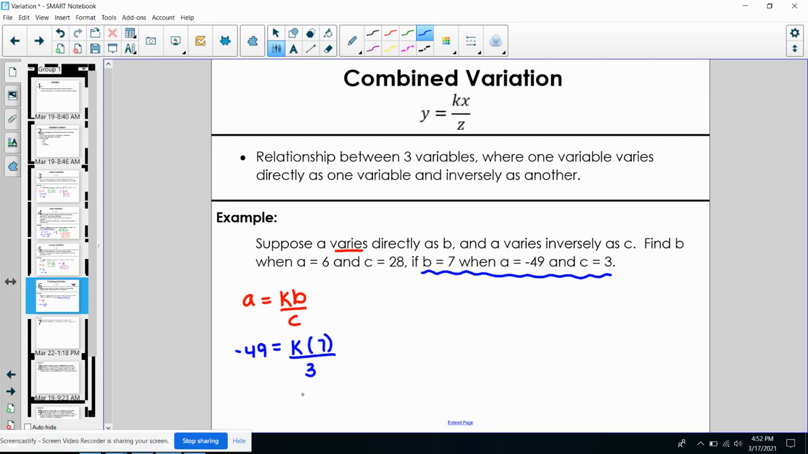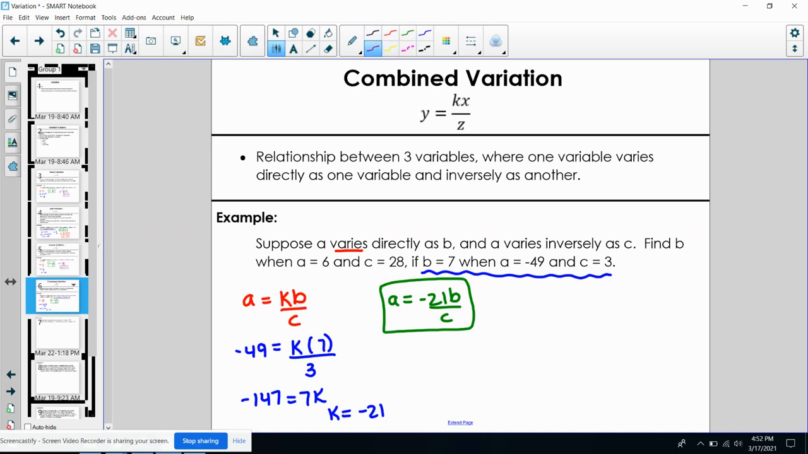So if I go ahead and solve this, I'll multiply by 3 first. So I have negative 147 equals 7k. And if I divide by 7, I'm going to get that k is equal to negative 21. So when I plug this in, I'll say a is equal to negative 21 b over c. So this is my equation that I'm using because I've plugged my k value in.